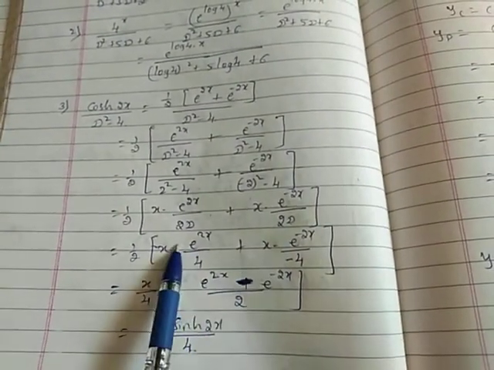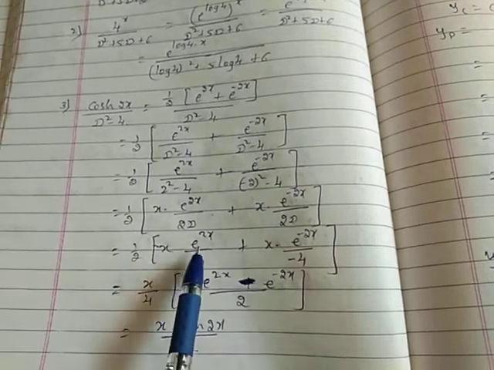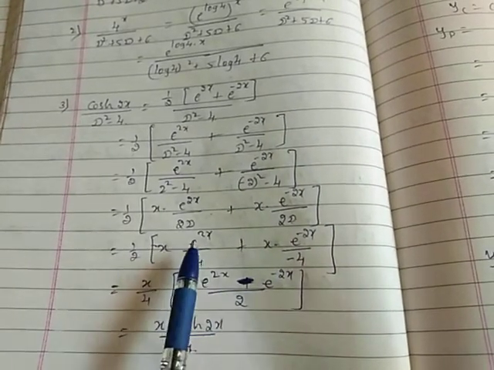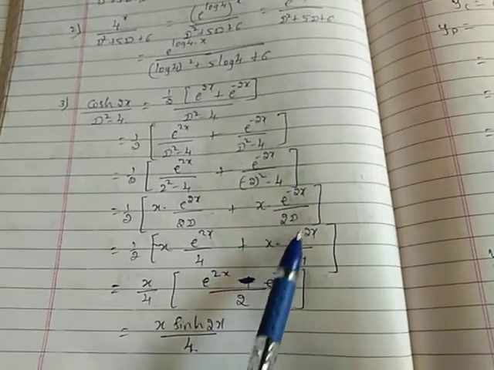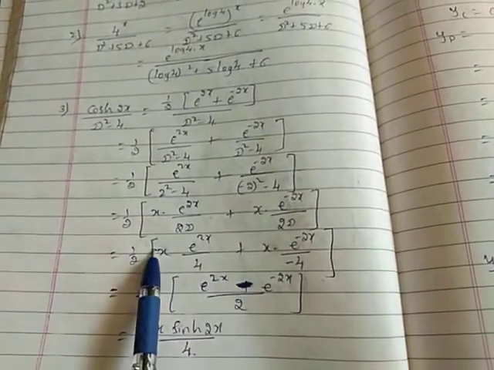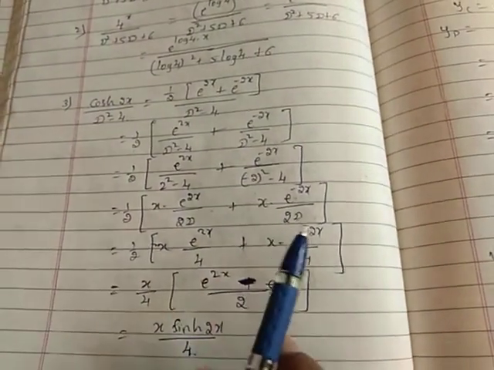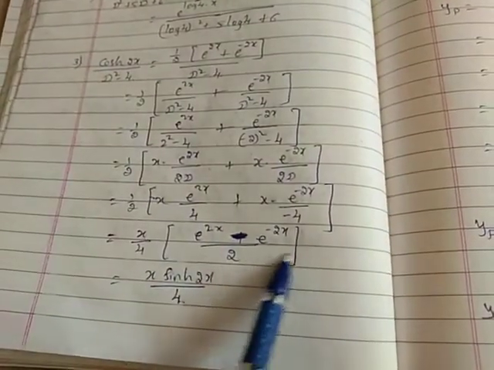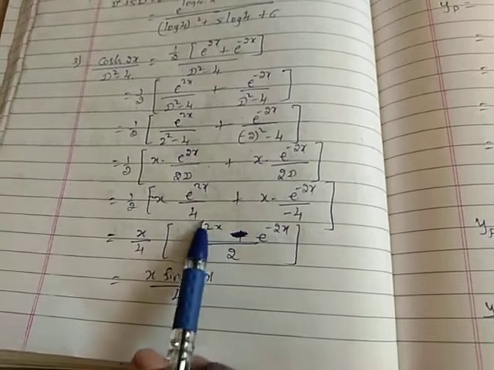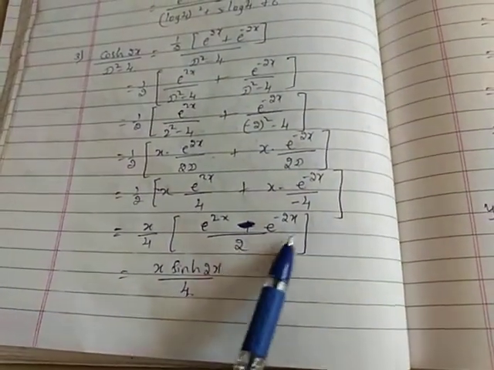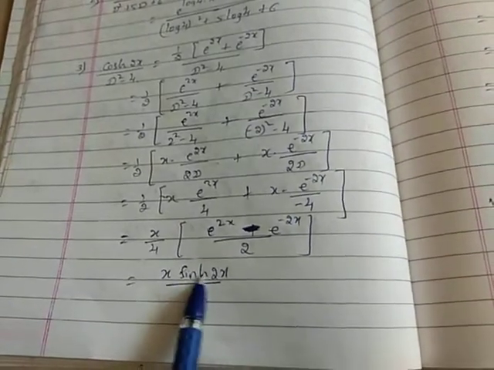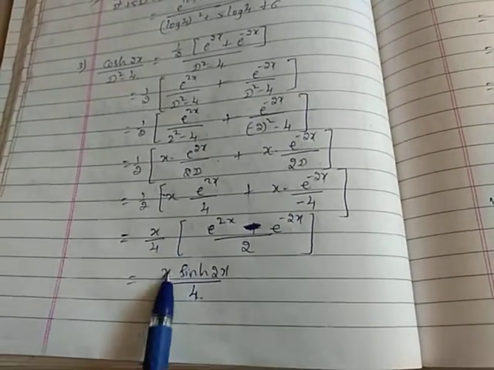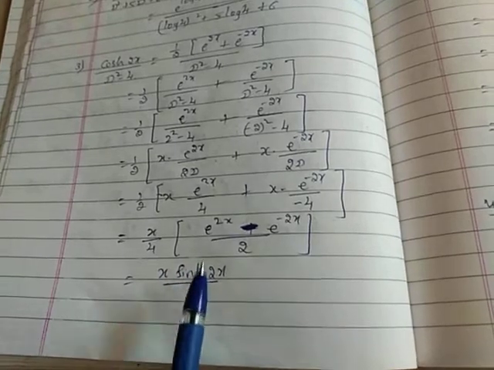Take in both terms, x is common, take it outside, and 4 is also common, take it outside. So e raised to 2x plus, into minus becomes minus, e raised to minus 2x whole divided by 2. Now you have to compare this with the formula of sinh ax. Here the a equal to 2. So you have to apply the formula of sinh ax. So it becomes x by 4 into sinh 2x.